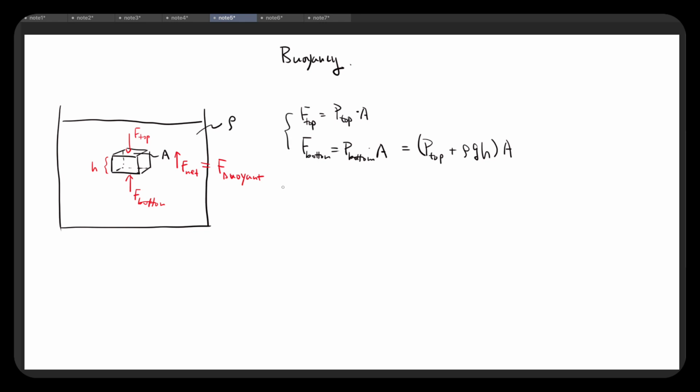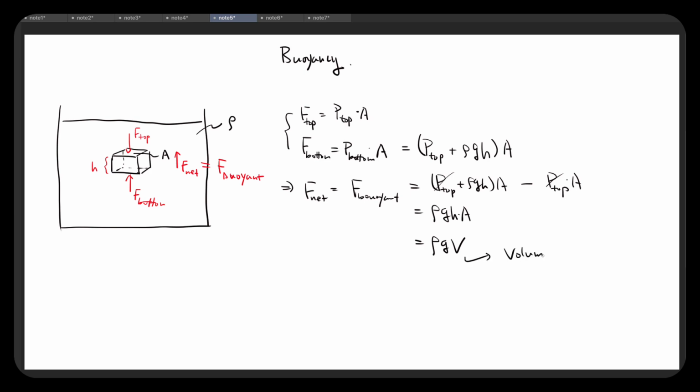So the difference in the force, which is defined as the buoyant force, is given by this expression minus the top force expression. P top cancels out, A cancels out, so that gives us rho g h times A, and h times A is the volume. So V here is the volume of the object.